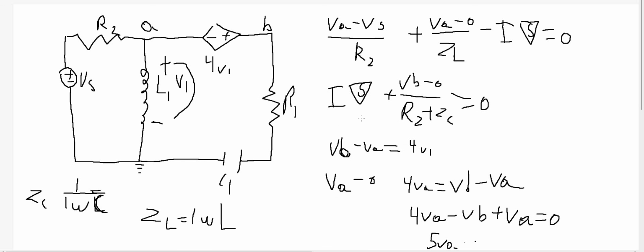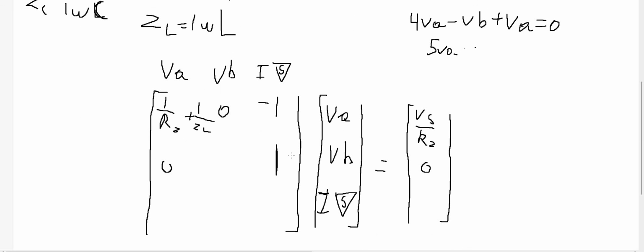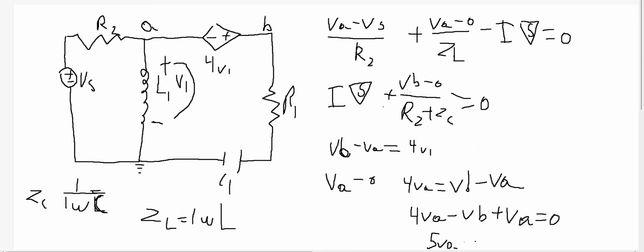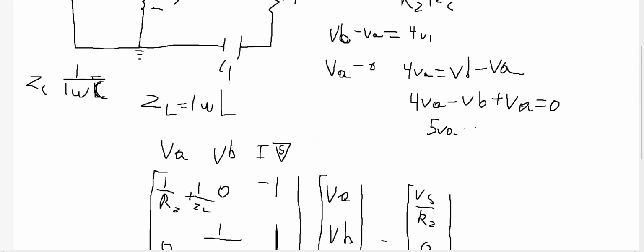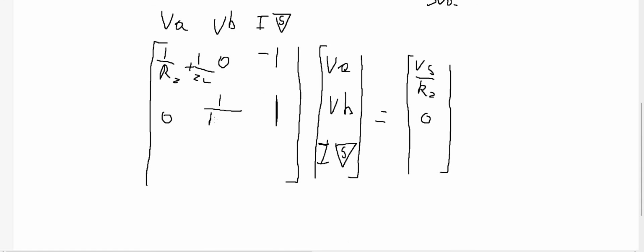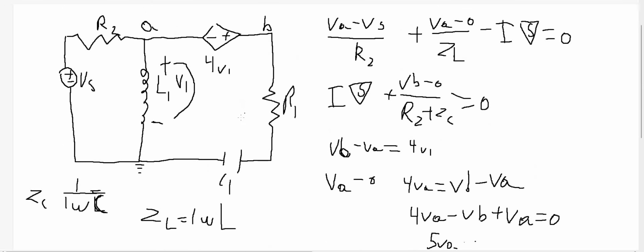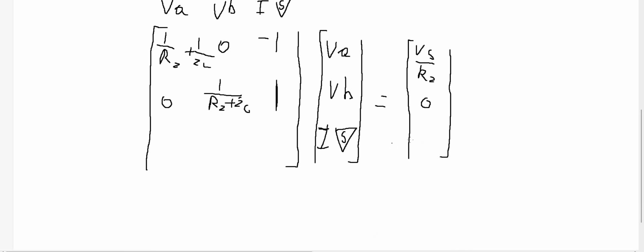And then this node does not touch A, so we can write a 0 there, and it has VB minus 0, and then we can split this up, so it's just multiplying by 1 over R2 plus ZC, or we can just write it like this. And that will do it for that line.